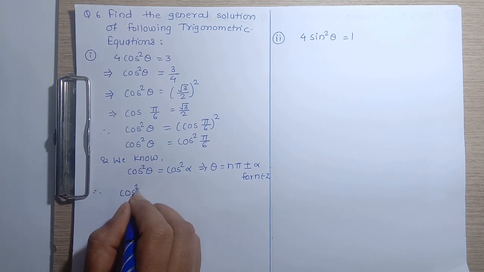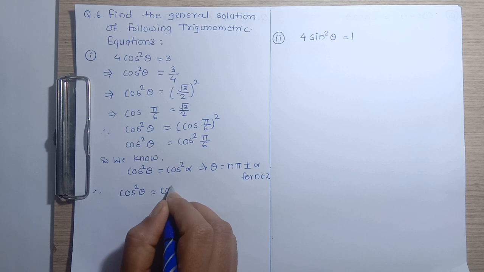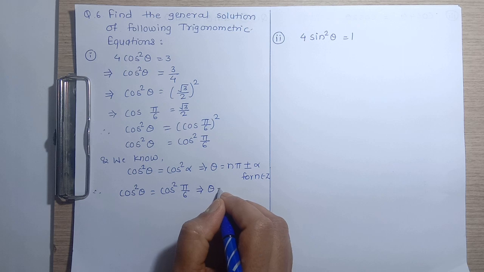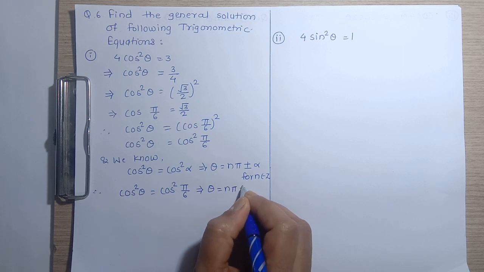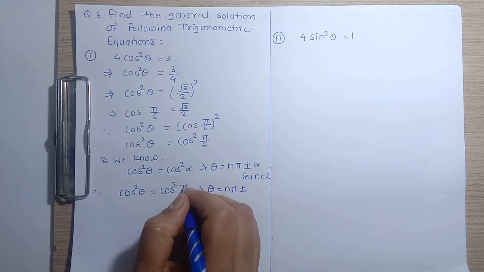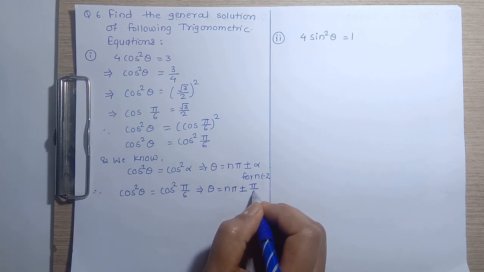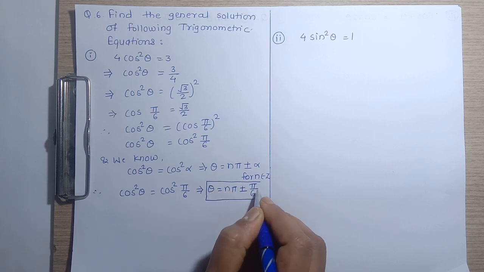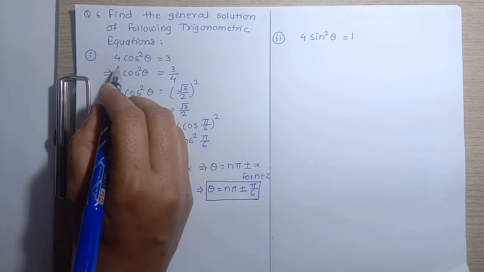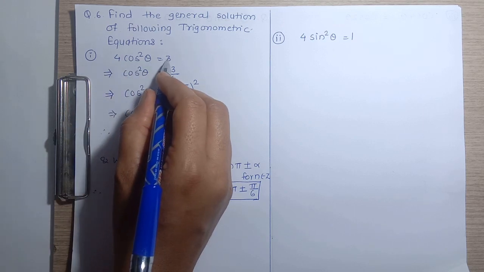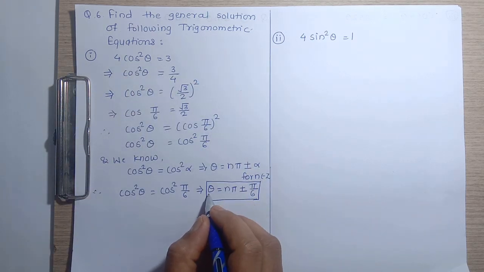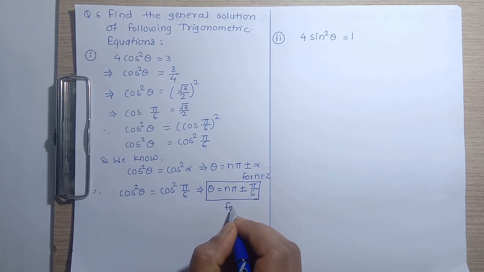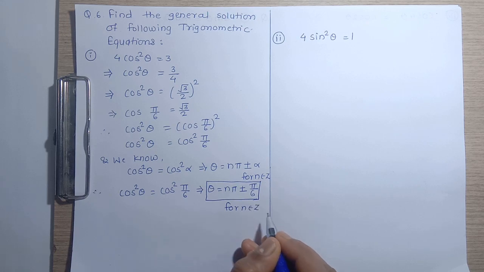Therefore, cos square theta is equal to cos square pi by 6 implies that theta is equal to n pi plus or minus, instead of alpha here we have pi by 6. Therefore we get the solution for the given trigonometric equation 4 cos square theta is equal to 3: theta is equal to n pi plus or minus pi by 6, for n belongs to z.